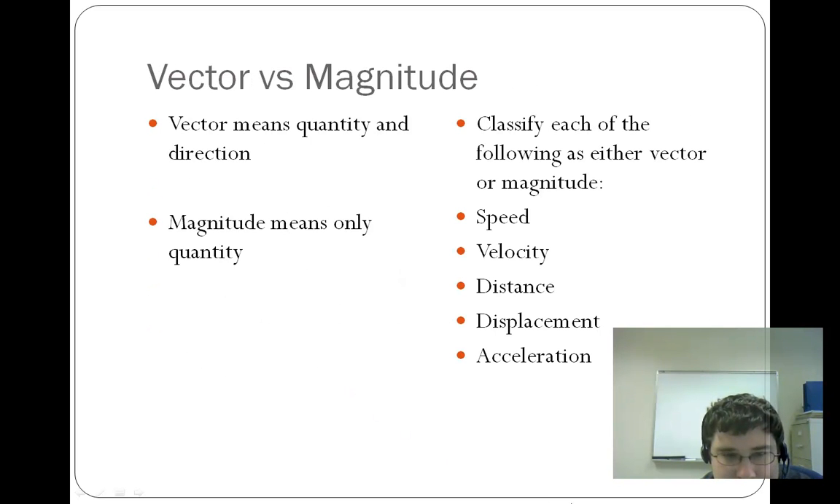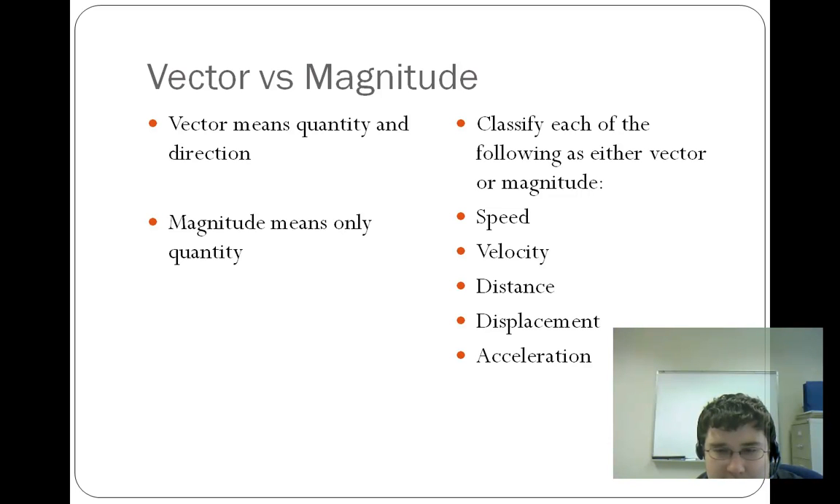So, vector means quantity and direction. Basically, that means not only how much is there, but where it's directed. So 30 meters north versus just 30 meters. Magnitude is just the quantity. So 30 meters for how far you've moved, that's a magnitude. If you've gone 30 meters north, that's a vector.